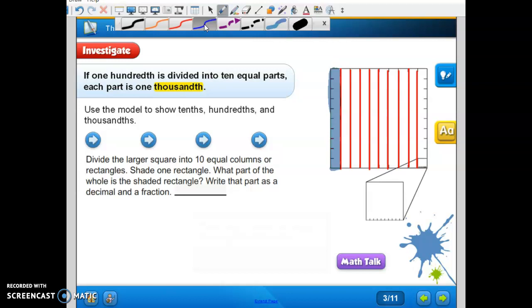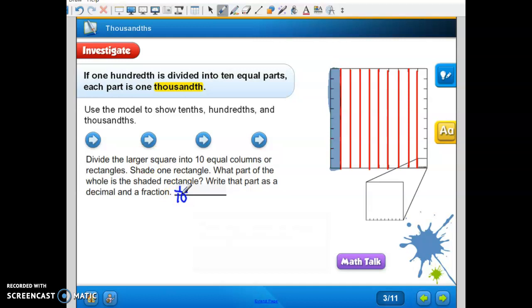Let's talk about the fraction first. So how many parts are in our little rectangle here now, Ethan? 10. And if we shade one of those, what's our fraction? 1/10. So on your line you should write 1/10.